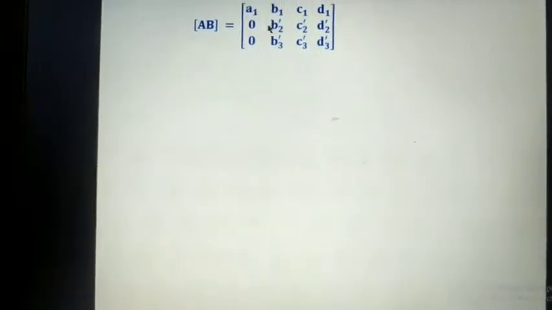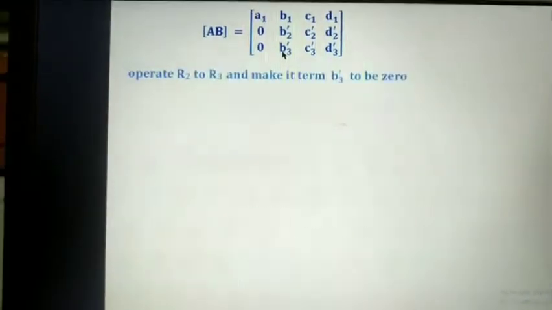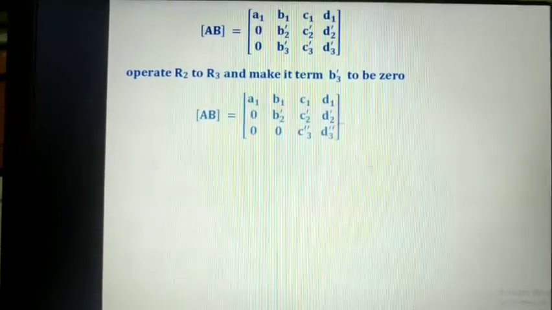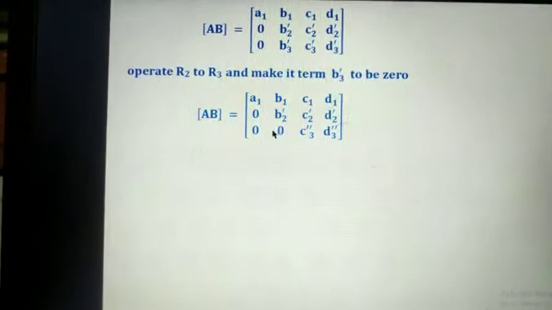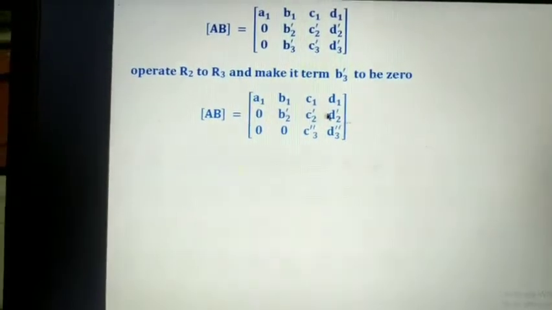Next, our work is, with the help of this B2 dash, to make this B3 dash to be 0. That means operate R2 on R3. That is the process: operate R2 on R3 and make the term B3 dash to be 0. So this AB becomes, with B3 dash 0, the remaining terms changed. Therefore, C3 changes to C3 double dash, D3 changes to D3 double dash. The first row and second row remain the same.